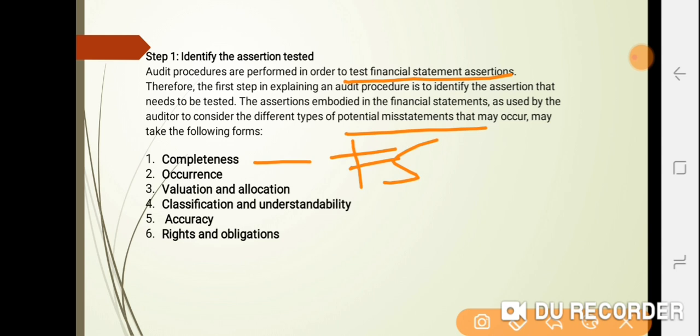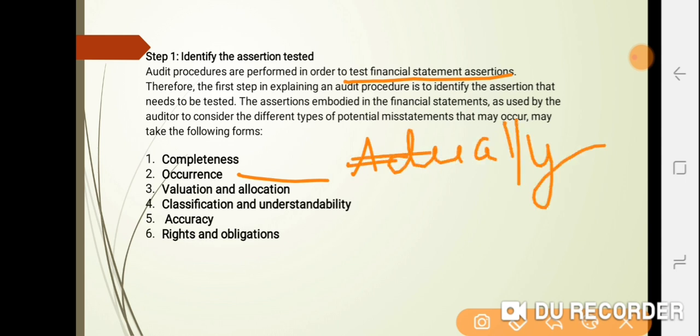Okay, then occurrence. See, occurrence is an assertion. This means the transactions and events and other matters that have been recorded actually took place and related to the organization. So occurrence has to include the events which actually took place in that particular organization. Okay, and that has to be recorded. Then occurrence has to be recorded in the financial statement. Financial statement should be complete. It should include all the things.